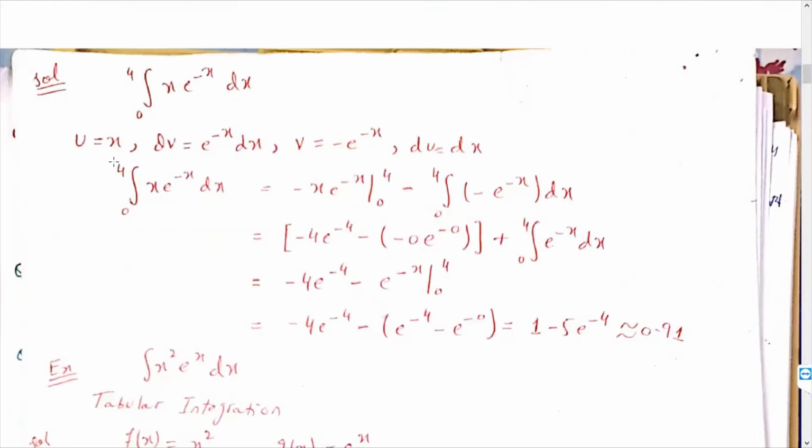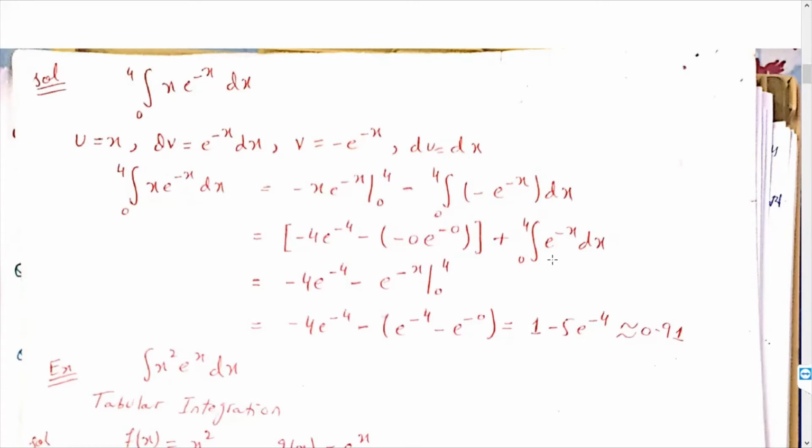Let u equal x. Let the remaining function be equal to dv. Differentiate u while integrating dv. I get these answers. Substituting all the values in the formula of integration by parts, that is u into v minus integral of v into du. So this is already the answer, but here we also have limits of integration. So upper limit minus lower limit, I get this expression.